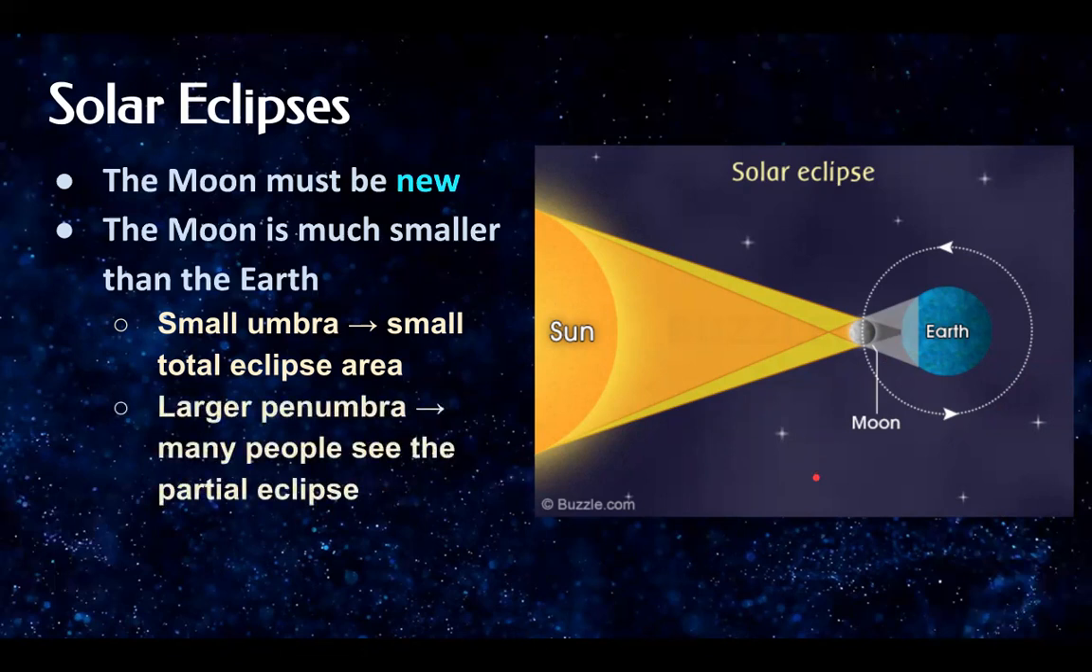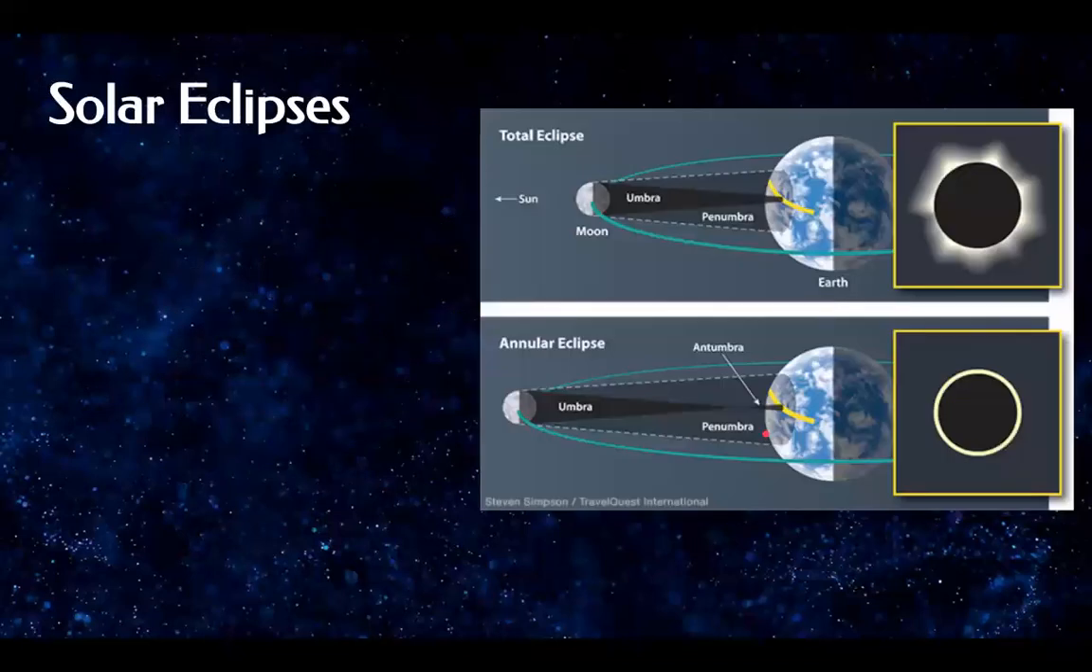It does have a larger penumbra. You can see that the penumbra is much larger than the umbra for the moon, which means many people can see a partial eclipse. So anybody standing in that shadow at this time would see a partial eclipse.